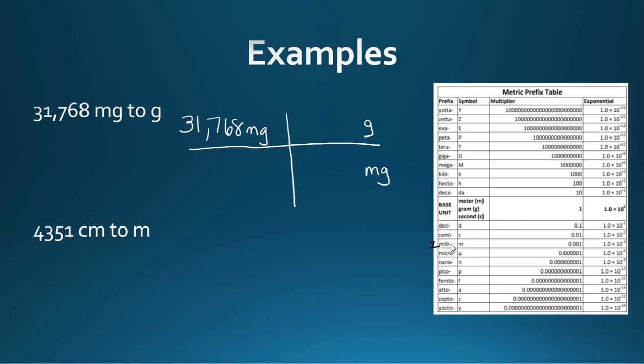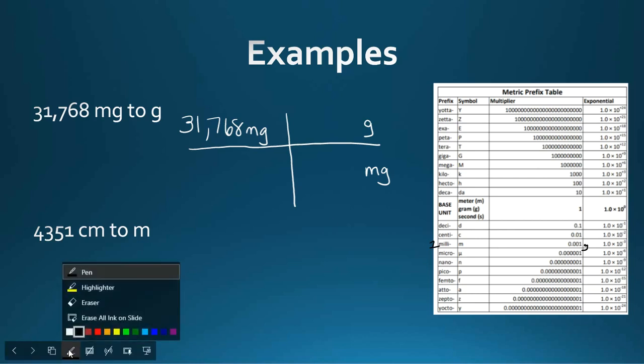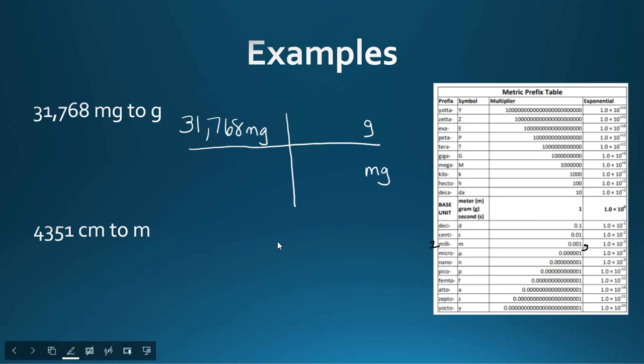So 1 milligram is equal to 0.001 grams, right? Because we always write our base unit here next to this number, okay? So we come back to our goalposts. We just fill that in exactly how it is. 1 milligram is equal to 0.001 grams. Okay. And now the procedure is exactly the same.